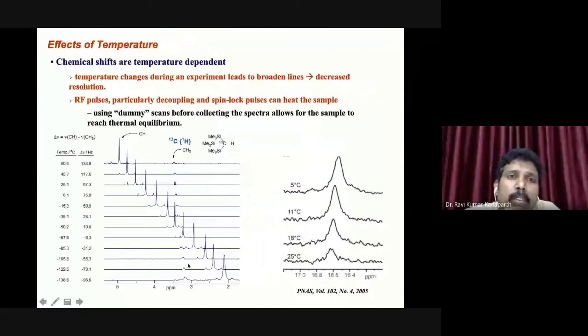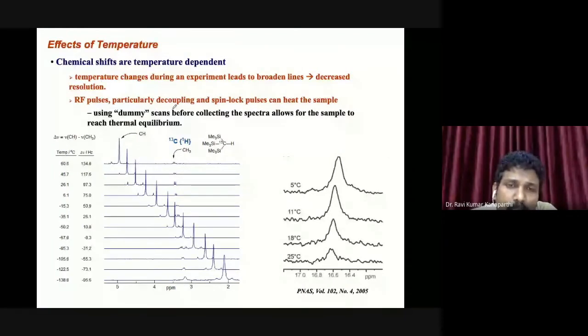Now we'll see the temperature effect, and temperature has a very significant role in NMR spectroscopy. If you are conducting an NMR experiment at different temperatures, as you increase the temperature, the peak becomes broader, and then you will lose certain information. Again, the broadening is another issue.